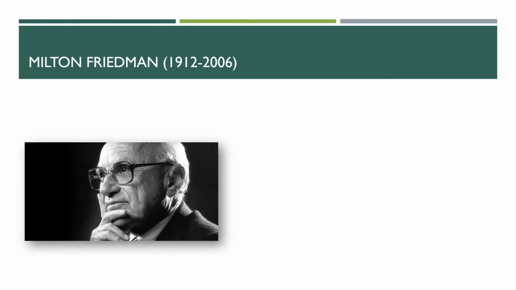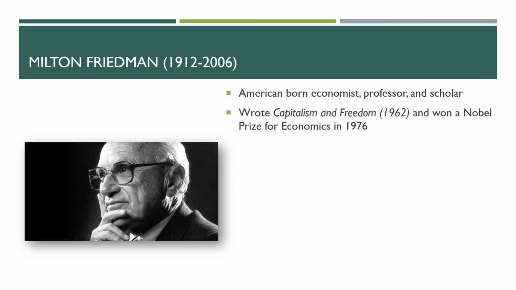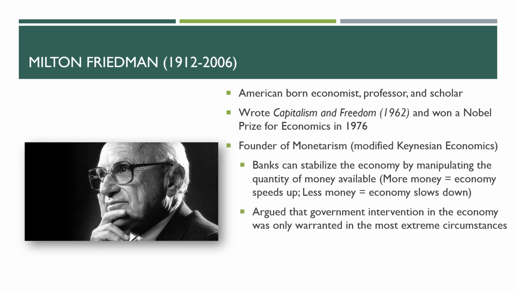Now, the last guy you need to know about is named Milton Friedman. Now, he is the only American guy on our list here, so hey, go Milton Friedman. He wrote Capitalism and Freedom in 1962, and he also won a Nobel Prize in 1976. Got a lot of Nobel laureates here, okay? Now, he's the founder of something called monetarism, okay, which is sort of a modified version of Keynesian economics.